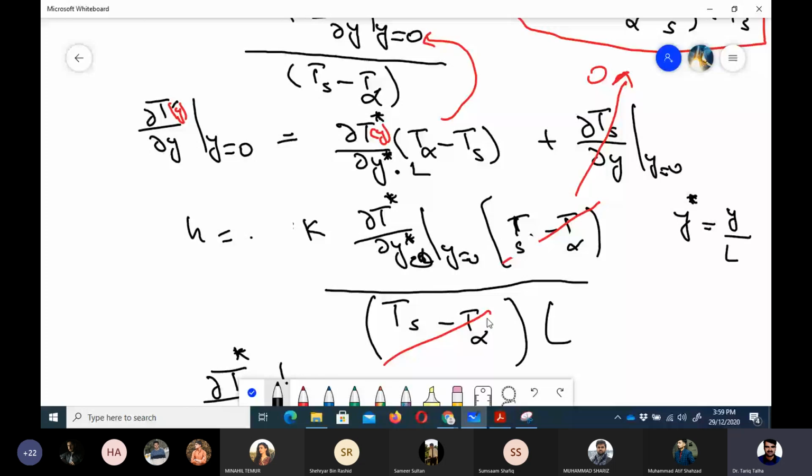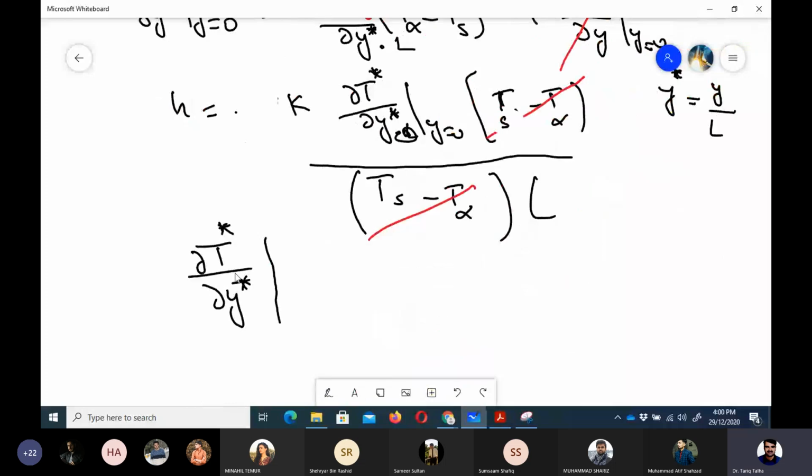So then I talked about the introduction of y star. In order to get y star here, I need y divided by L. So it means that I also need the multiplication on the denominator side with the length of the flat plate. So that came here. Now if we try to write a non-dimensional gradient of partial T by partial y at y equal to 0, that would be equal to HL upon K.